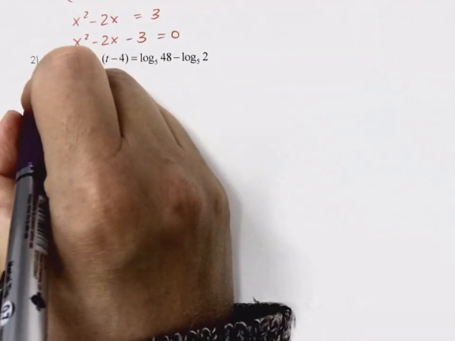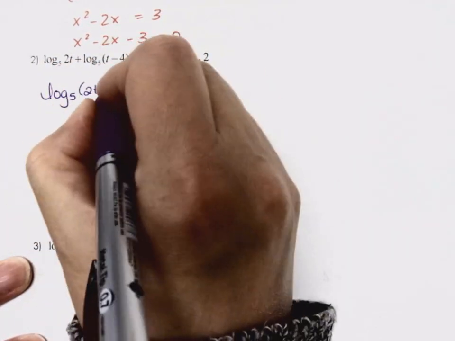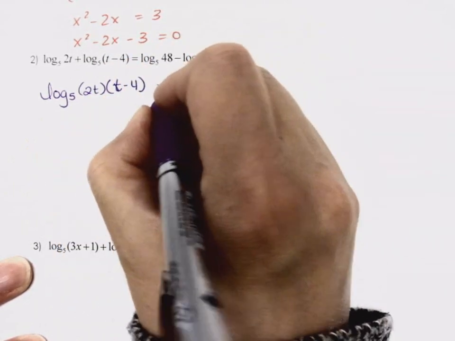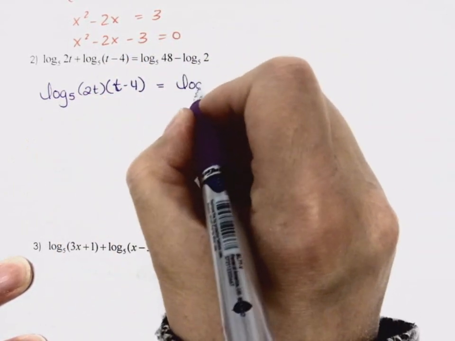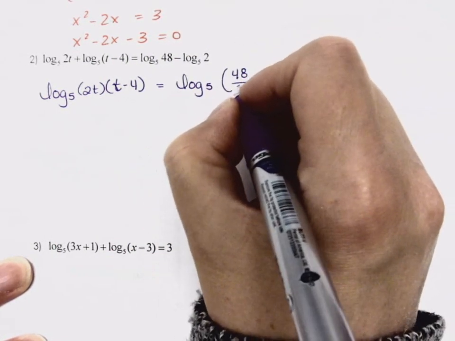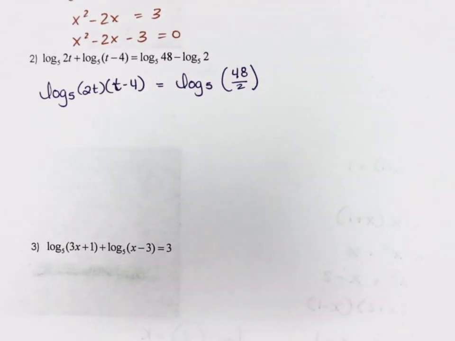Log law here, so I'm going to have log base 5 of 2t times t minus 4 is going to put an x. And then on this side, I'm going to have log base 5 of 48 divided by 2. So now that I have a single log on either side, I can go ahead and drop the logs. So now you see the purpose of log laws and how they can benefit us with solving logarithmic equations.